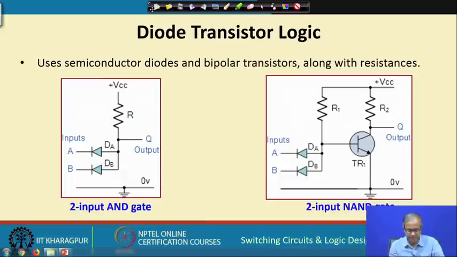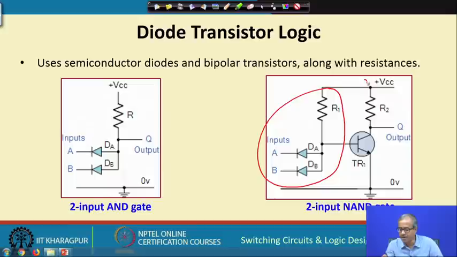And to build a NAND gate, for example, you have already seen how to build an AND gate. This AND followed by a transistor circuit like this. This realizes a NOT, and AND followed by a NOT is a NAND.